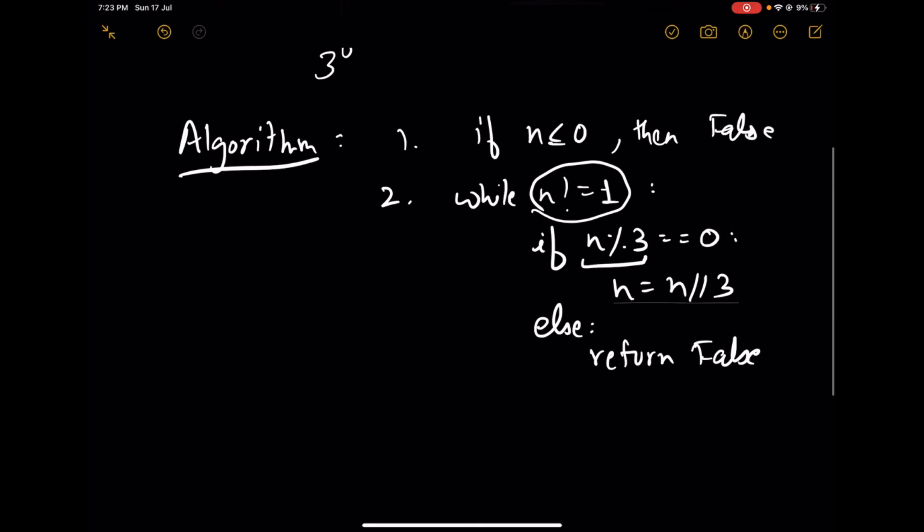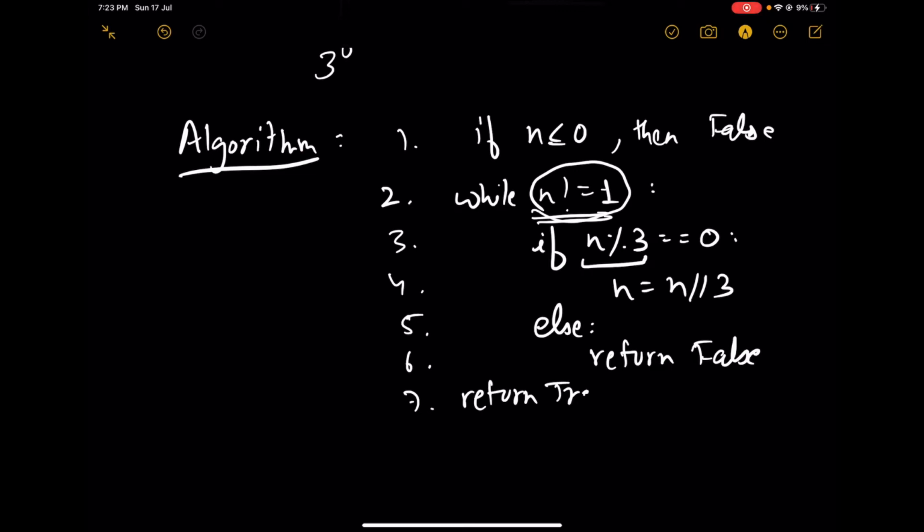And eventually if we can get out of the loop, that would mean that n is equal to 1. It will only come out of the loop if n becomes 1. So if it does come out of the loop, then we can return true, because that is the ending condition for the loop. The loop only keeps going till n is not equal to 1. So as soon as n is 1, this loop will end and we'll come to this statement 7. So if we are able to make n 1 just by dividing it by 3 again and again, then we should return true. So that's the algorithm.